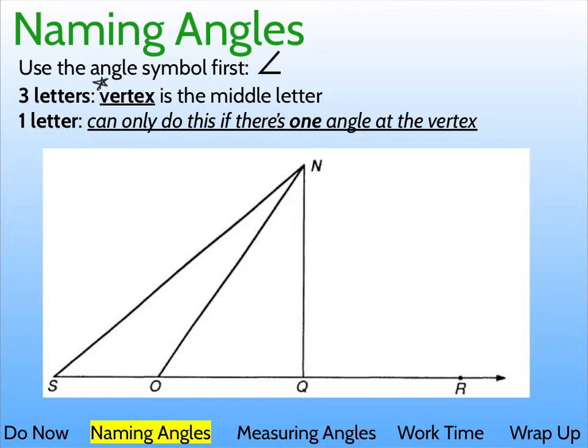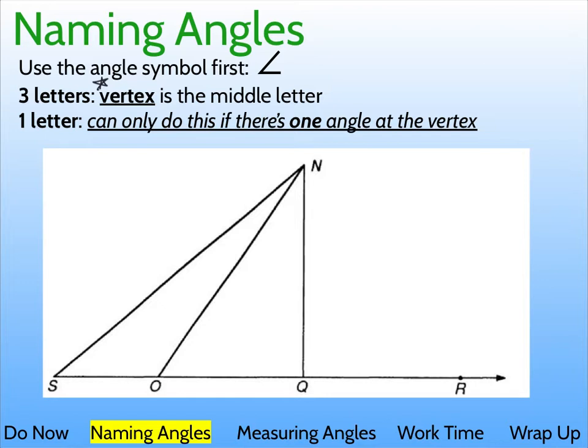Now, the other way you might see it is just 1 letter for naming an angle. And this is a little vague, and the only reason for that is that it can only happen if there's 1 angle here. So like right here, you can't call this angle O because we have the angle here and we have the angle over here, which just makes everything a little too confusing. But if you look at angle S over in this corner down here, you could just call it angle S because there's no other angle except for that reflex angle, but we're not going to worry about that coming off of angle S.